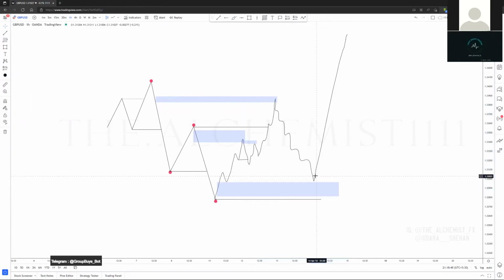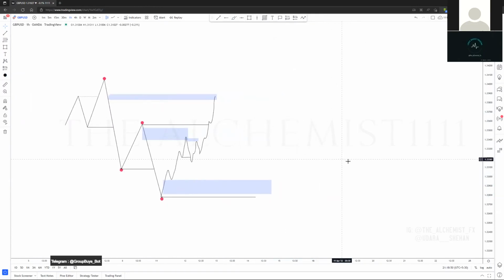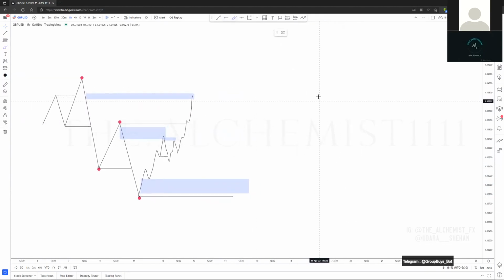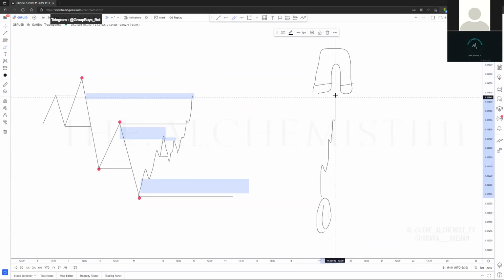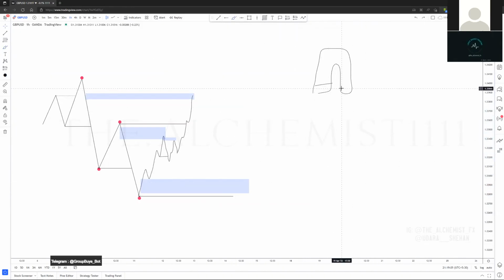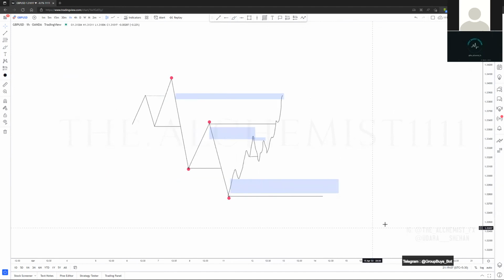Now, if you know ICT, he tells you liquidity is something like a magnet. Liquidity is like a magnet and price is like a paperclip. What happens? It draws towards the magnet, right? This is what happens. So you will have to always know where this magnet is, because that is where price is going towards.